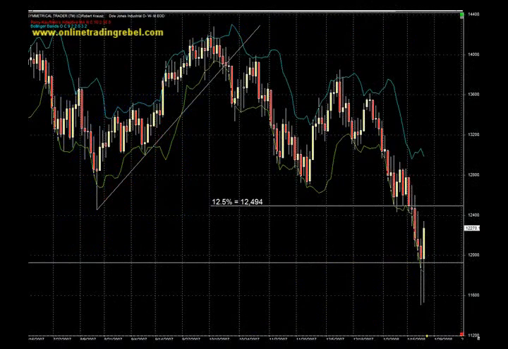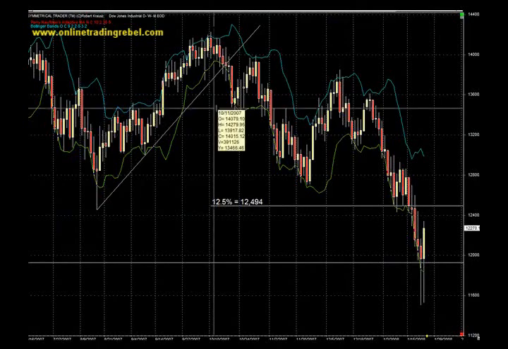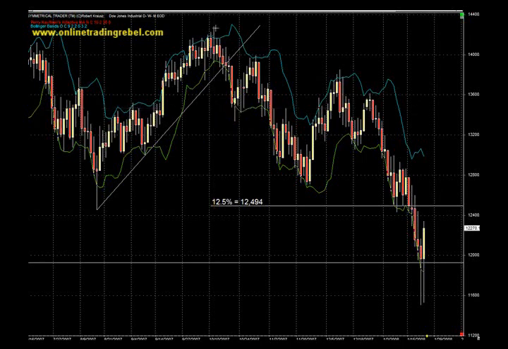Okay, so we're looking at a daily bar chart of the Dow, and the reason for looking at this is just to quickly point out something, which is taking the all-time high of 14,279 and taking 12.5% of that number and projecting downwards from the price itself gives you a target of 12,494 as the 12.5% GAN target. And as you can see, when the market reached it, it bounced sideways for several days before finally breaking through.